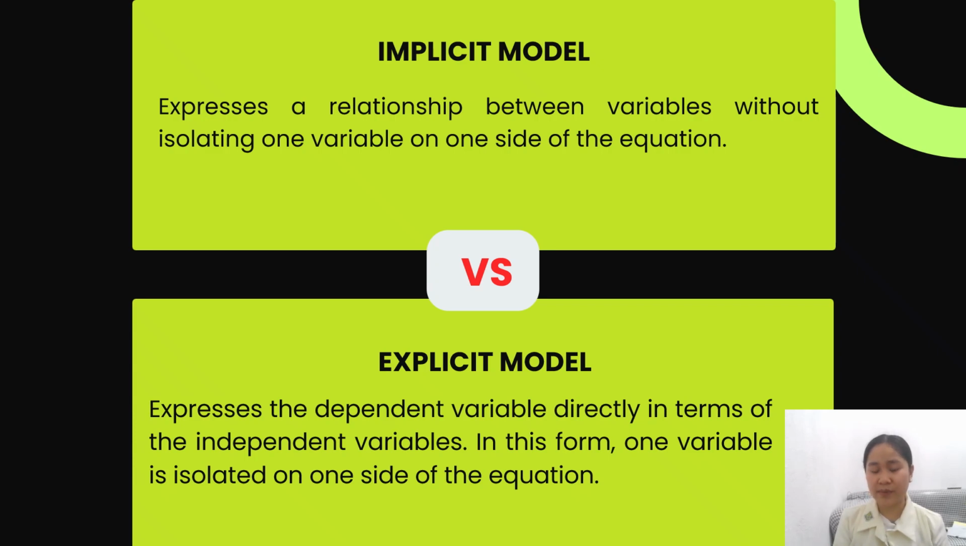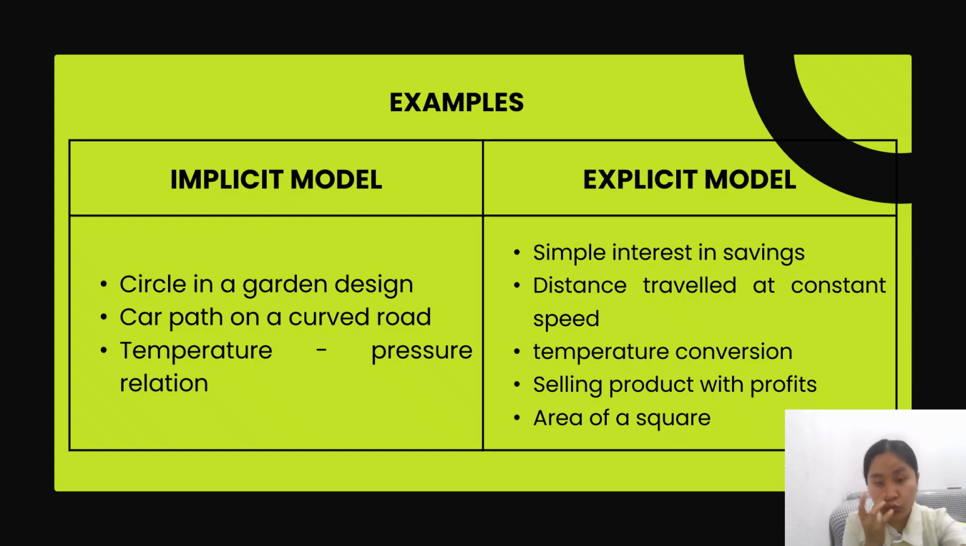Yung explicit model naman, makakalculate mo siya kahit isang variable lang. Makakalculate mo yung value of one variable. For example, y equals 2x plus 3, where y is clearly solved in terms of x. It's like giving a clear instruction where if x is this, then y will be that. Gets ba? So, here are the examples of these two models.